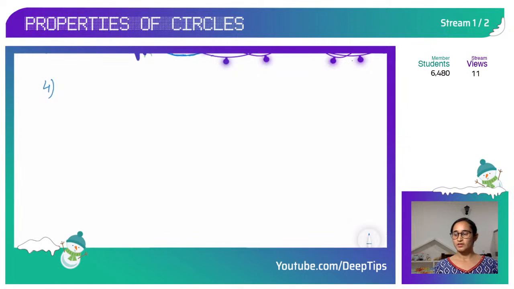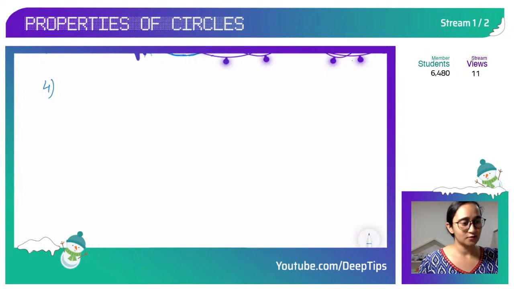Yes, so if the angle at the center is 20, then the other angles will be half. If the center angle is 20, then the angles on the circumference will be 10 degrees, correct. And if the angle at the center subtended by an arc is 40 degrees, then all the angles subtended by the same arc on the remaining circumference will be 20, so half of it. The angle subtended at the center is always double the angles on the circumference. I hope you are clear.